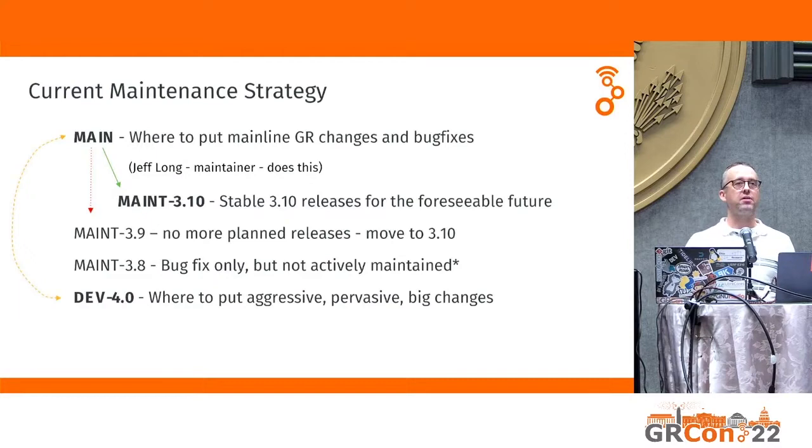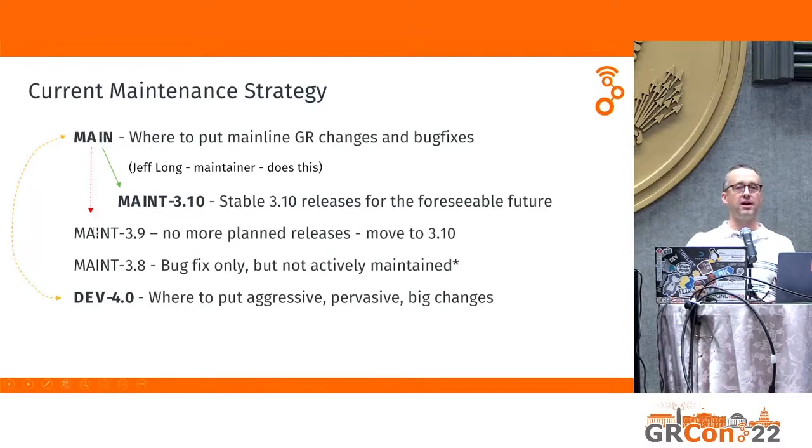So what is our current maintenance strategy? Jeff Long, like I mentioned, keeps this running like a well-oiled machine. If you have PRs to submit, pull requests, the main branch is where they go. So everyone keeps things up to date on the main branch, and then Jeff picks off the things that are suitable to go into the maintenance branches and makes those releases. So maint-3.10 is where our 3.10 releases come from.